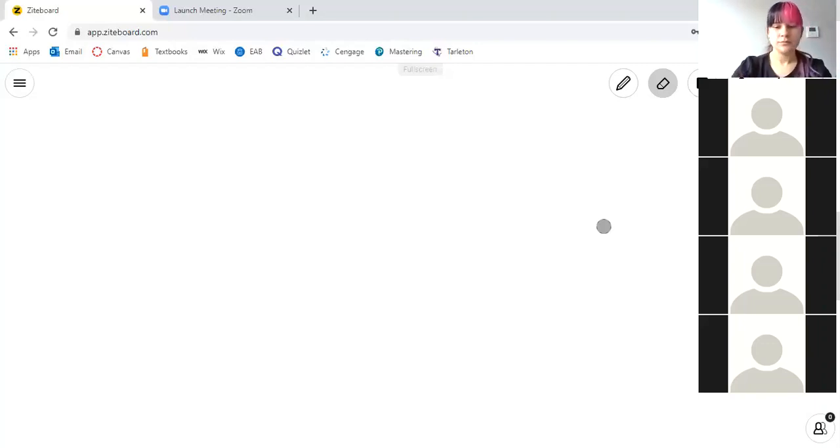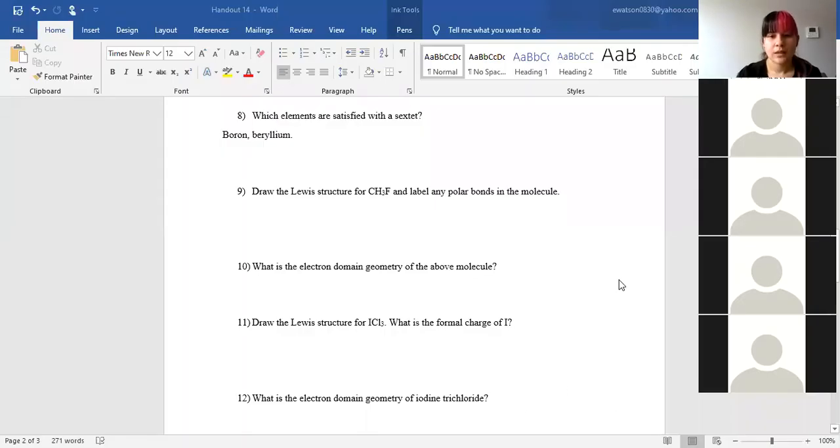So going back, do you guys still see the whiteboard, or do you see my handout? Whiteboard. Okay. So what is the electron domain geometry for that molecule? How many regions of electron density are there?